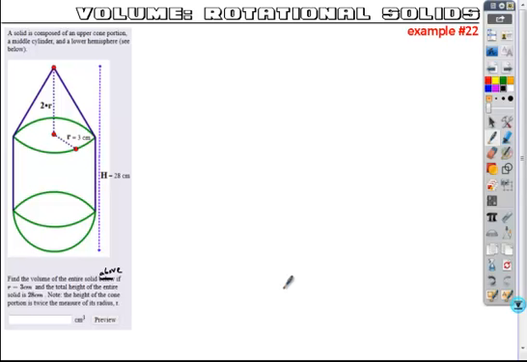Okay, so in this problem, you're given the radius of each of these solids of rotation is 3. So if that's 3, the height of the cone was twice the radius, so that's going to be 6. What that means is that this portion of your solid is going to be 6 units. If the whole thing has a height of 28, you now know there's 22 left for this remaining portion.